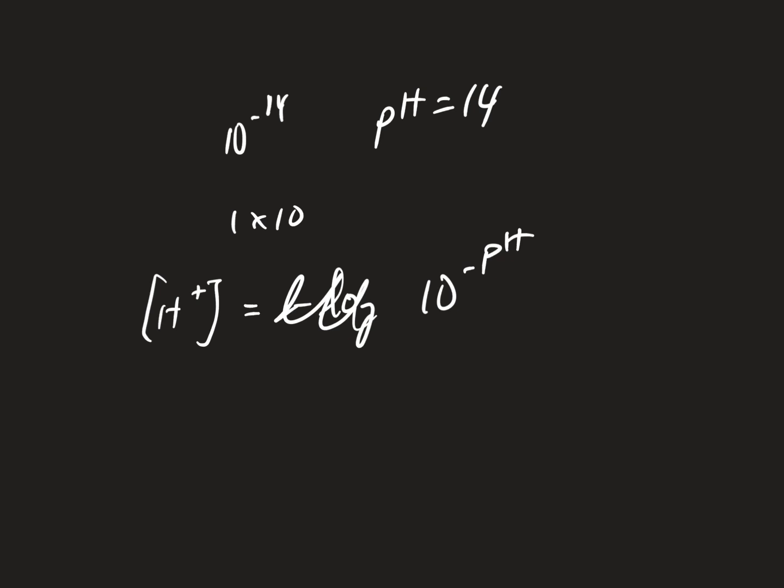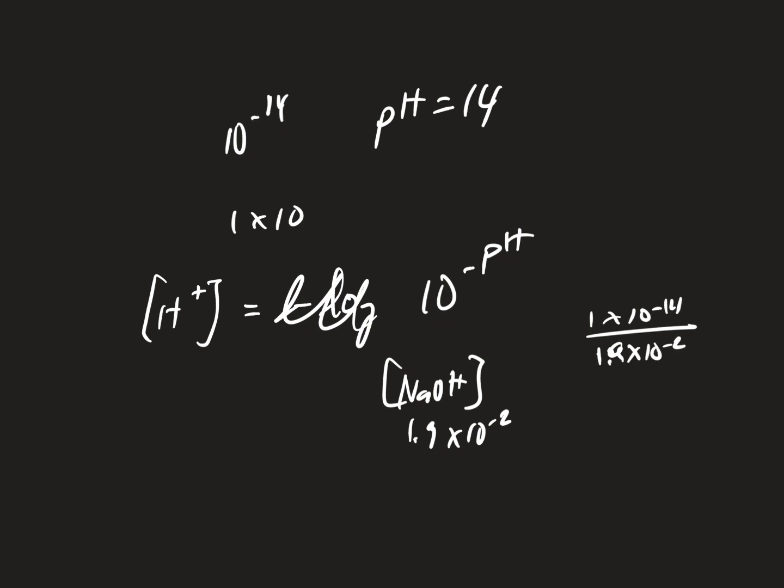So we'd have 1 times 10 to the negative 14th on the numerator, and the other number as the denominator. So what other number? For example, there was sodium hydroxide with a molar concentration of 1.9 times 10 to the negative 2. They want to know the hydrogen ion concentration. To find that, 1 times 10 to the negative 14 divided by 1.9 times 10 to the negative 2 gives our answer, which was 5.3 times 10 to the negative 3.